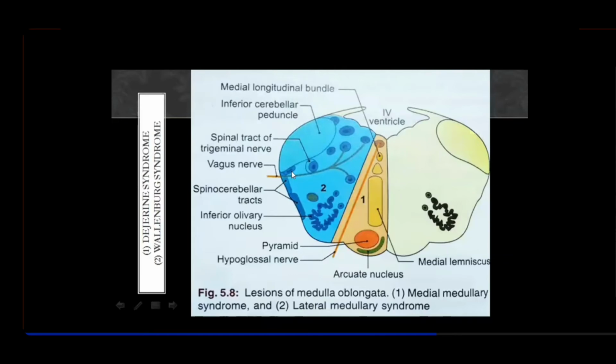So the tortuosity here is meant to decrease the amount of force with which blood comes through this vertebral artery, right? The vertebral artery is a branch of the subclavian, and the subclavian is a branch of the aortic arch. So that's why there is enough pressure of blood in the vertebral arteries.